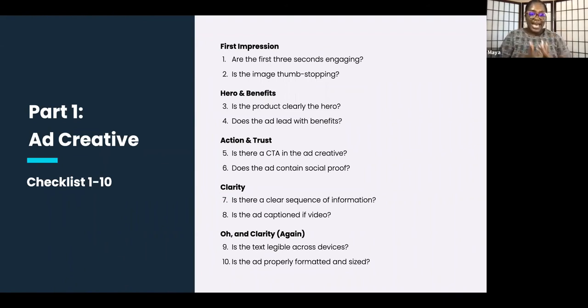And the last thing is just clarity again, right? Clarity across all your devices. Even though you're designing for mobile, how might somebody see this on their desktop? If for some reason they still view Facebook on their computer, we have to make sure that we can compensate for that. So with that, that's my rundown on this checklist.